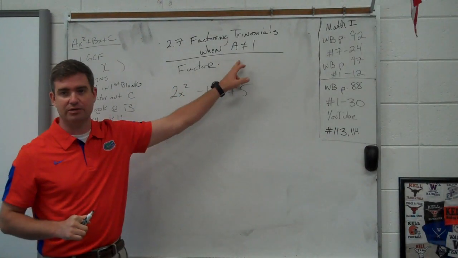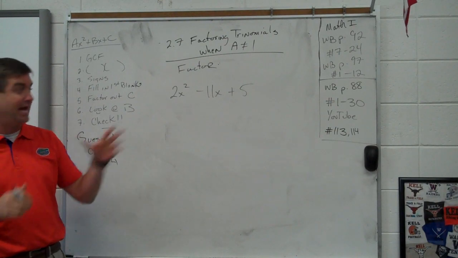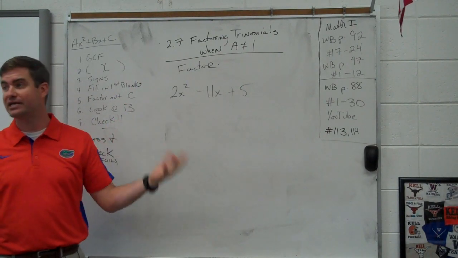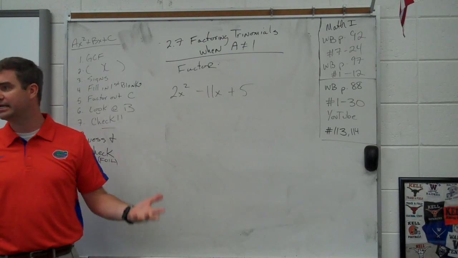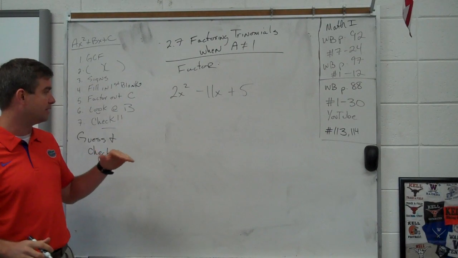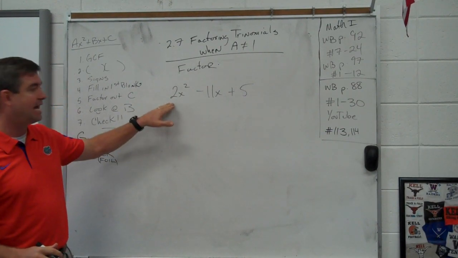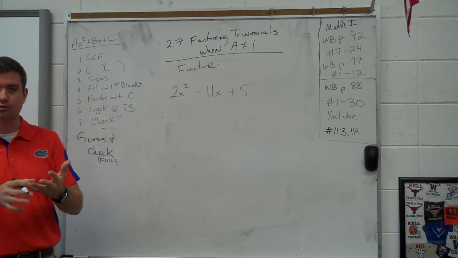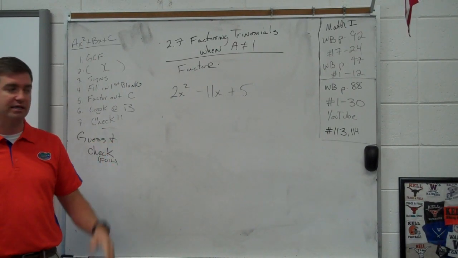When we say A doesn't equal 1, we typically mean that A equals 2, 3, 4, 5, 6, or some number like that. It could be a fraction. It could be a negative number, but I'm not going to give you any of those. The trinomials that I'm going to give you on the test, A is going to be an integer bigger than 1, like 2, 3, 4, 5, 6, 7, something like that.